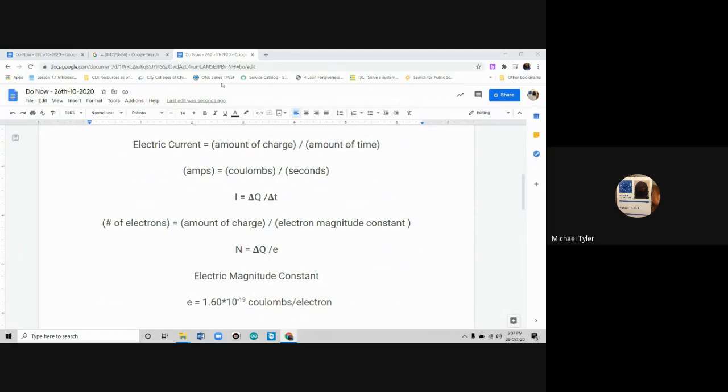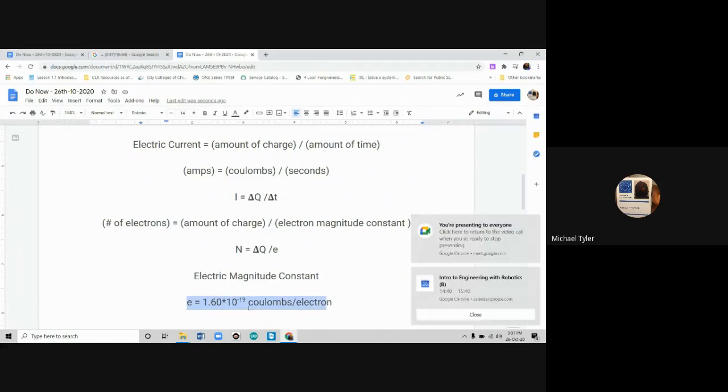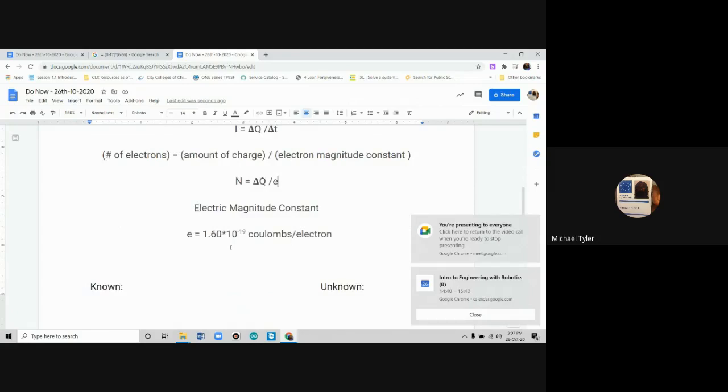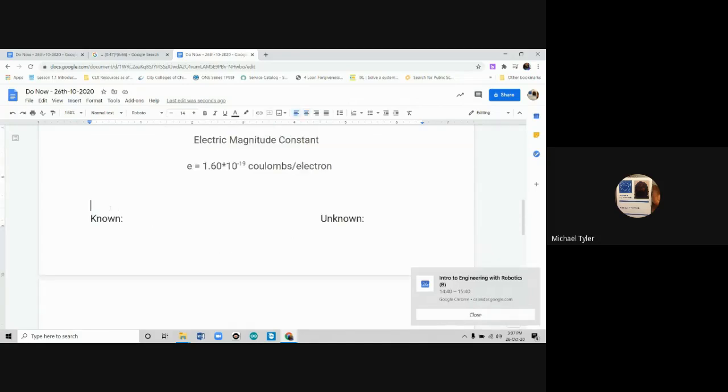So I think everybody has those notes. Make sure you edit the constant for electron or electric magnitude, either way. Make sure you raise this to the power of negative 19. Okay, so known and unknown values. What are they?